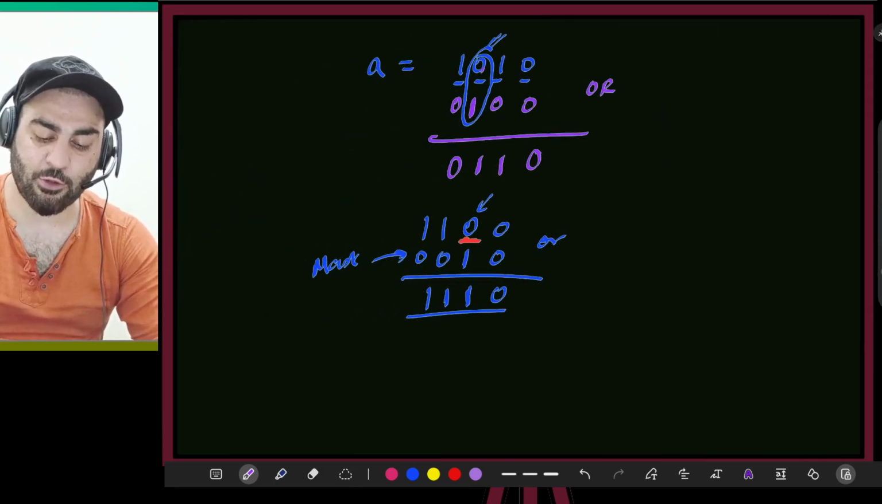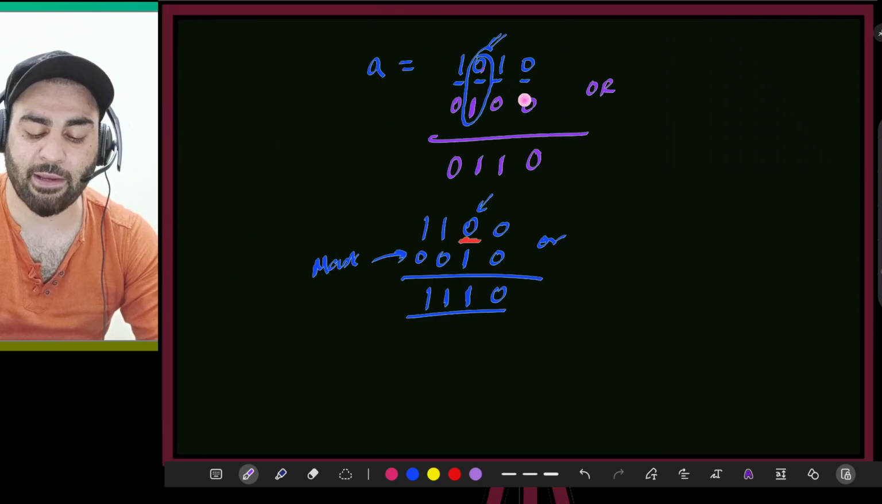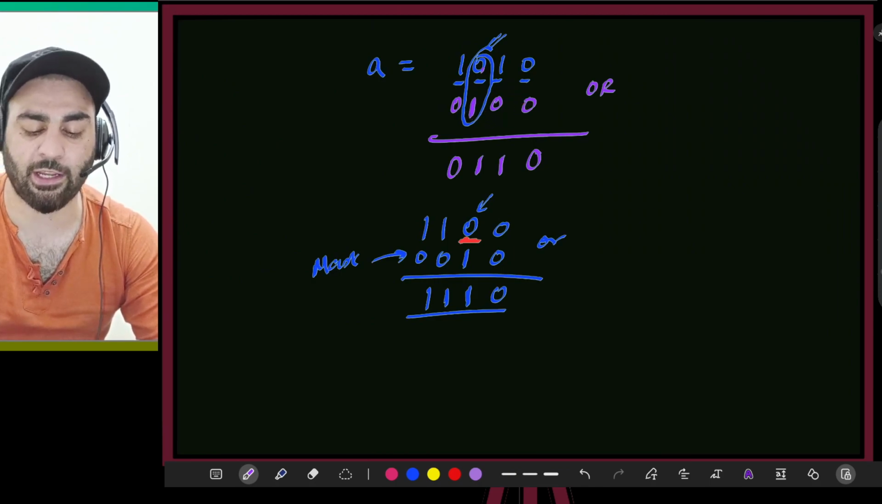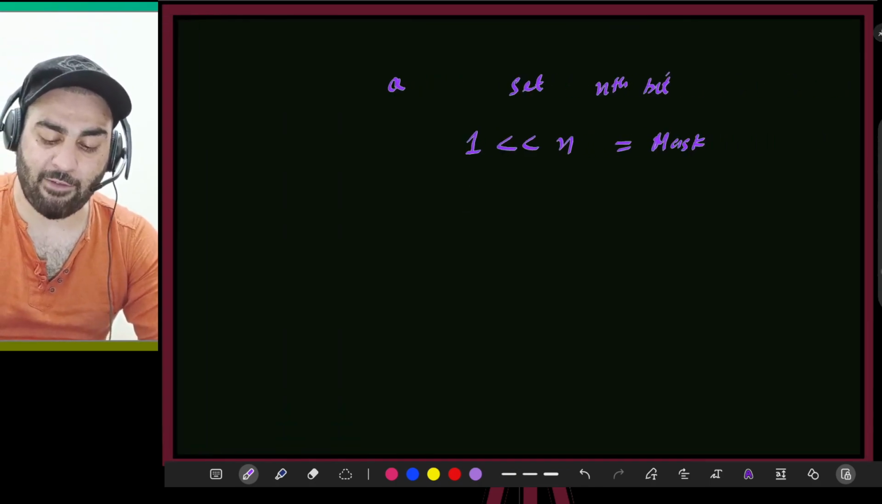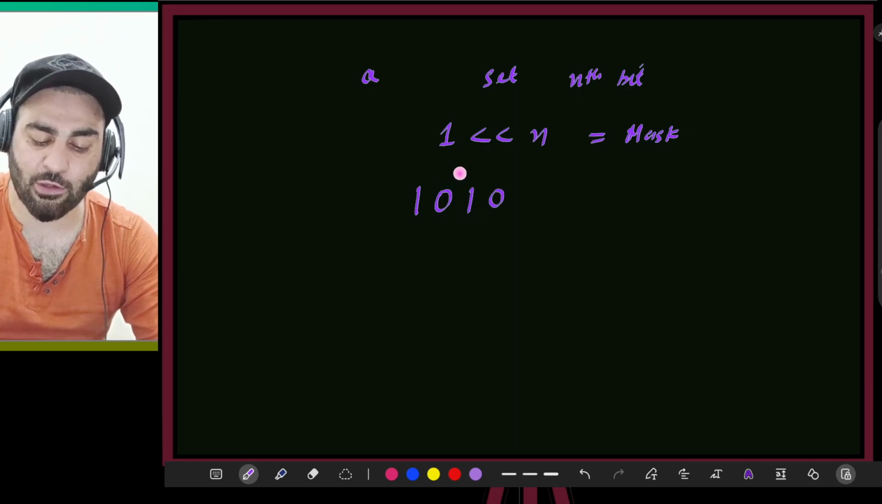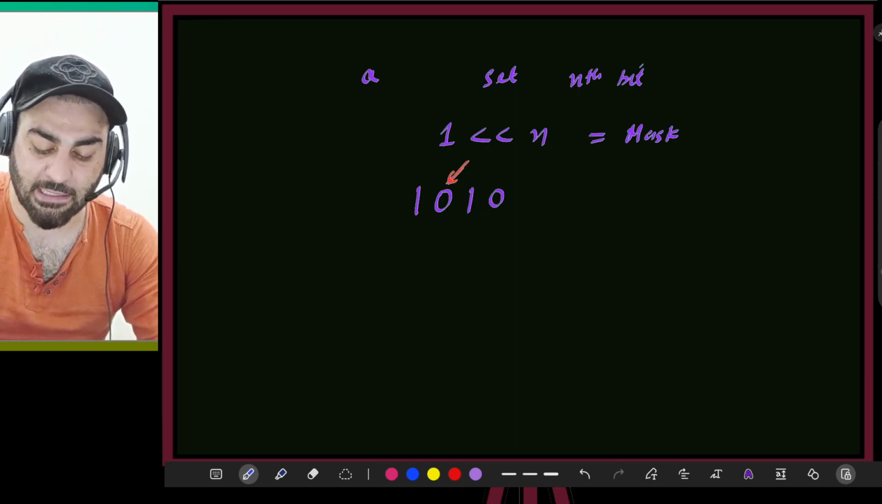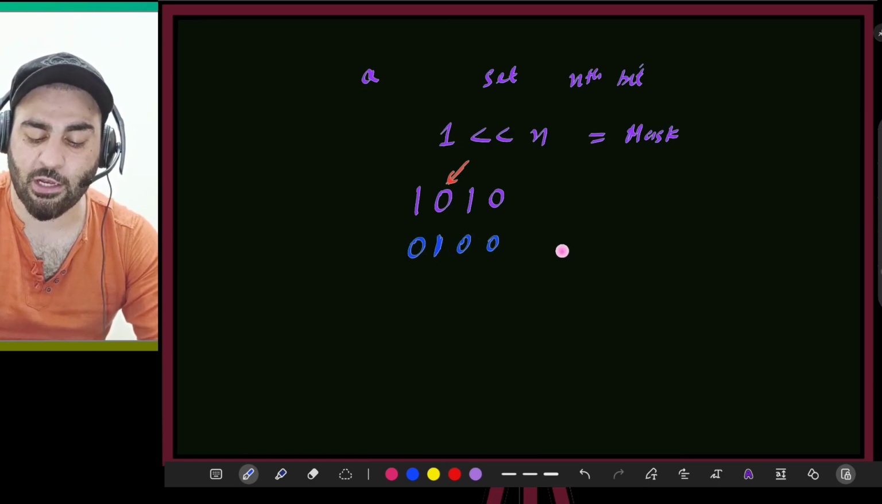Okay, again coming here, so what I said is, somehow I should have a mechanism by which I can get 1 over here. So I told you that if I have a number, say 1010, I want this bit to be set. So somehow I want a mask like this, 1000. So how to get this?